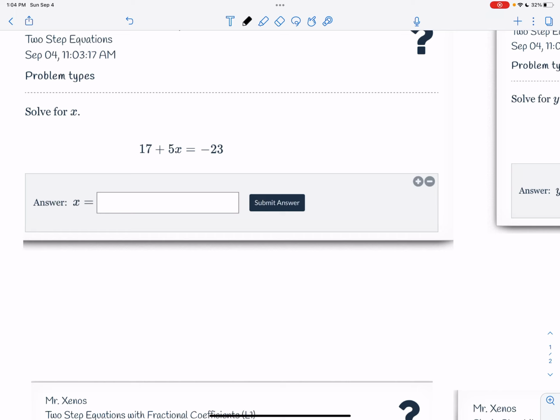So in this case right here, I have 17 plus 5x equals negative 23. So we have our goal. Our goal is to solve for x. So we need to come up with a plan. So I like to go in the opposite order of operations. So I like to fix my addition and subtraction first, because it's easier. You do not have to do that.